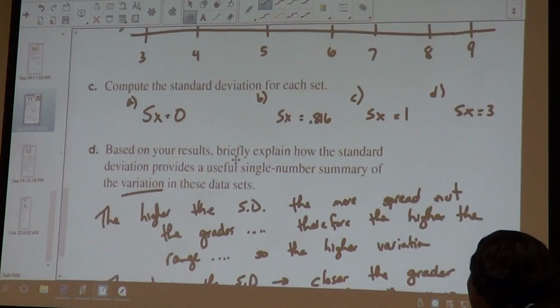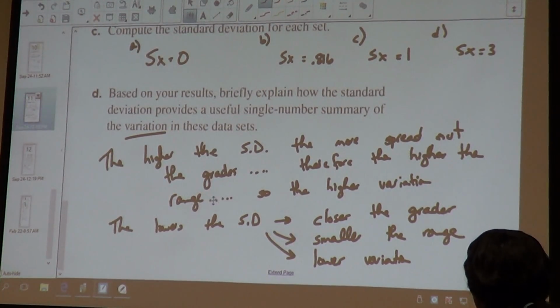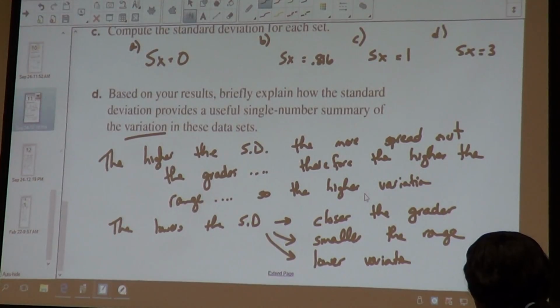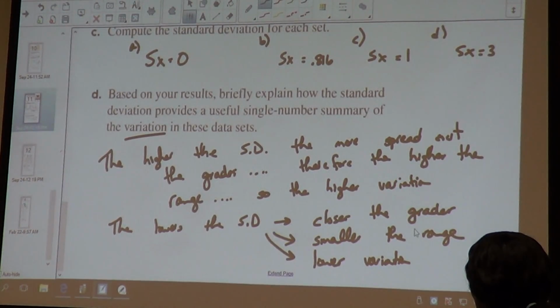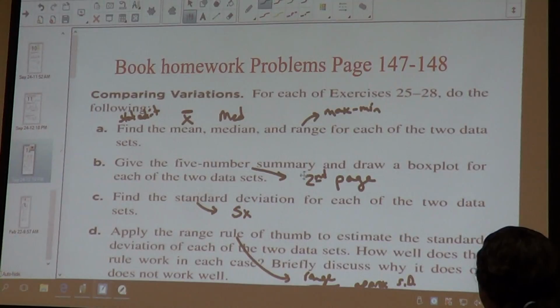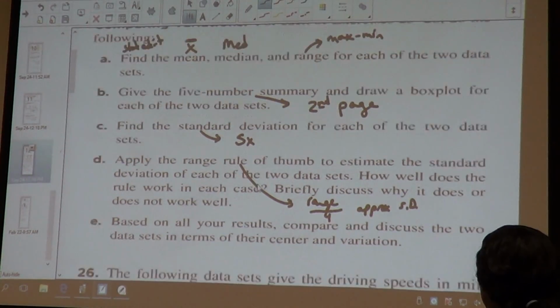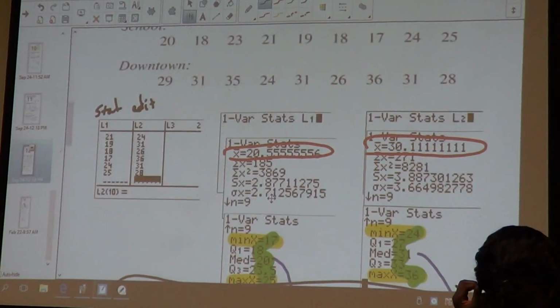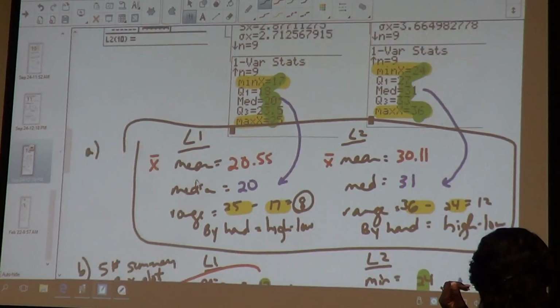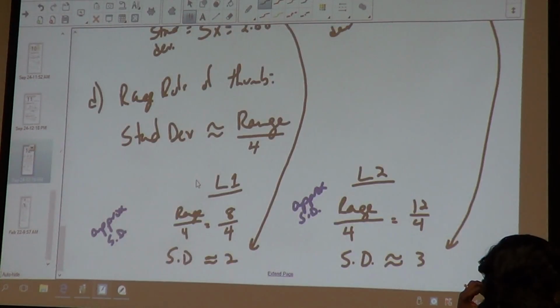So right here, the higher the standard deviation, the more spread out they are. Therefore, the higher the range, the higher the variation. The lower the deviation, the closer the grades, the smaller the range, the lower the variation. So this is just kind of one problem that gives you a review. This is the same thing. Find the mean, the median, the range, the 5-number summary, the standard deviation, the range rule of thumb. And so I worked out a problem and I gave you all of those things just to review.